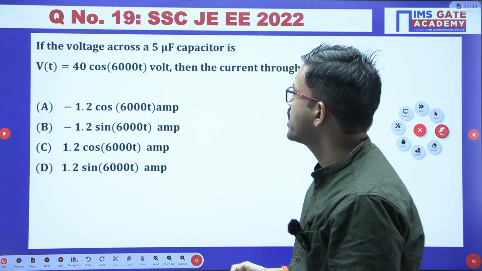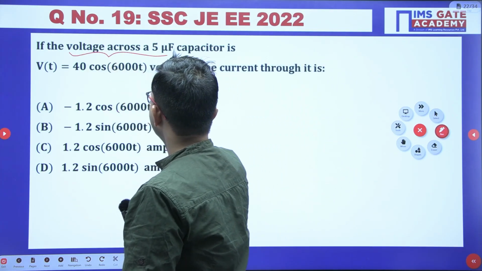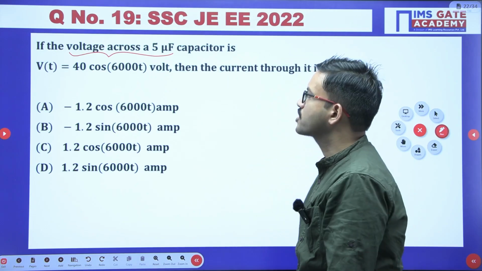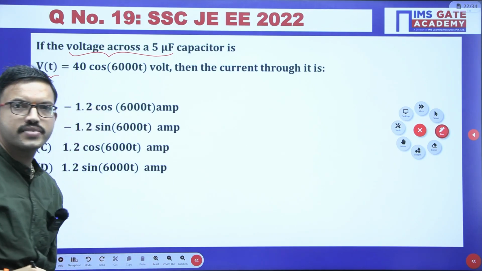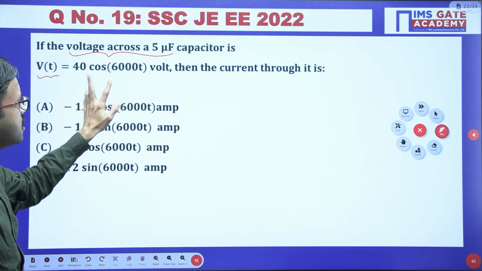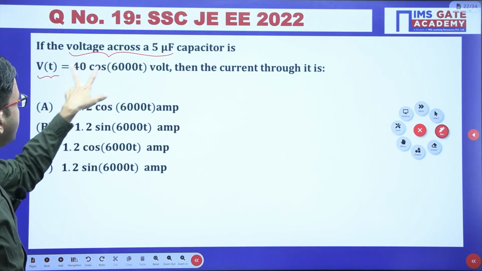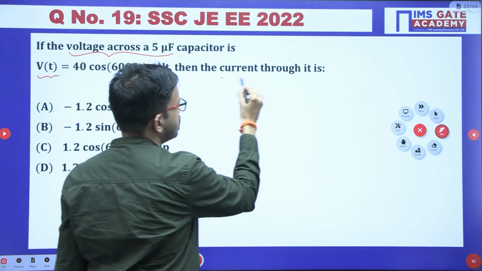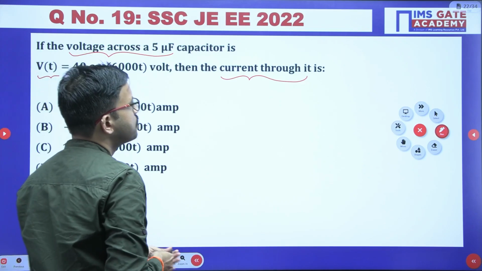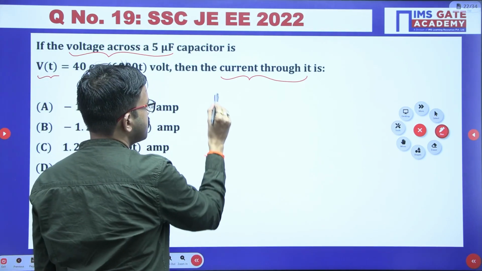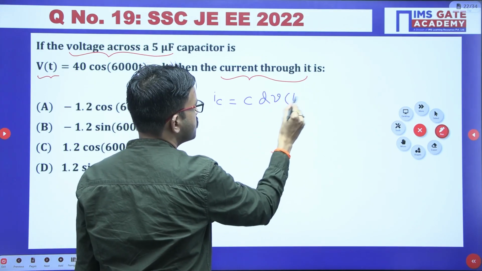Next one. In this question you are supposed to calculate the current through a 5 microfarad capacitor. You have the supply voltage in terms of an AC signal, and you have the capacitor. They have given the voltage. Now you have to calculate how much current is flowing in that particular capacitor. That is the question. So I hope all of you know the standard formula: IC equal to C into dV by dt.